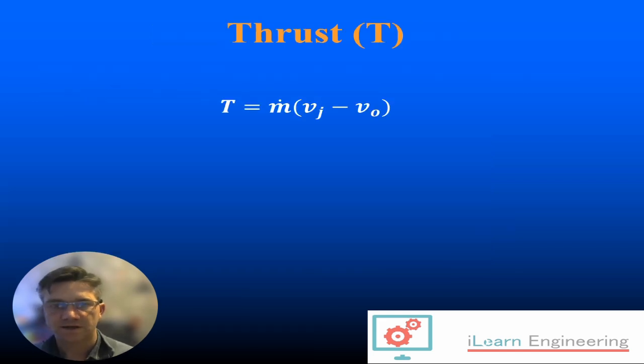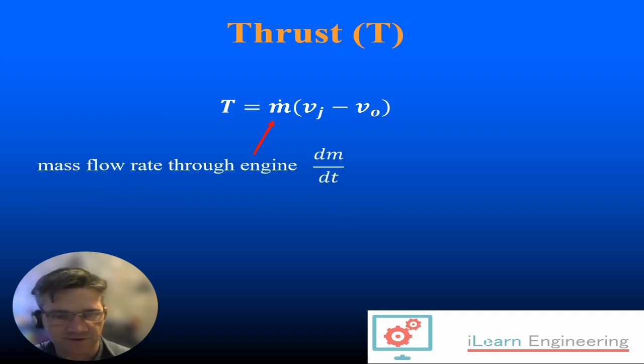Okay, so now let's look at some more detail here. The thrust equation for a gas turbine aircraft engine is given here. T is the thrust, which is the force. M, notice the dot on top of the M, the dot represents a derivative with respect to time. So that is dm/dt, the rate of change of mass of the gas going through the engine, or the mass flow rate through the engine.